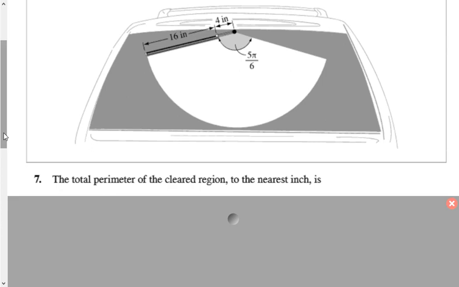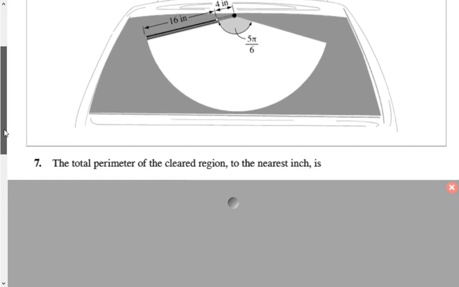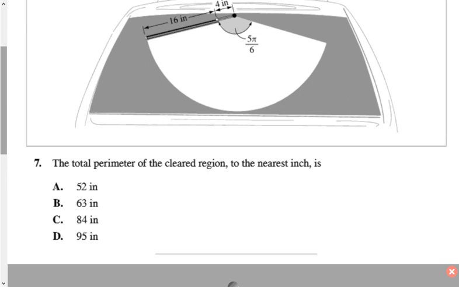And I don't think we'll be able to see. Let's see. There we go. We can see the 4 options. See what you come up with.